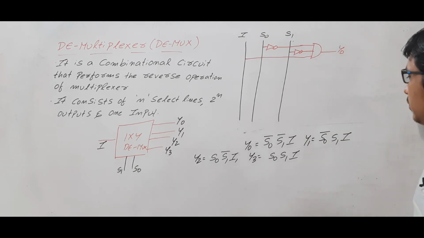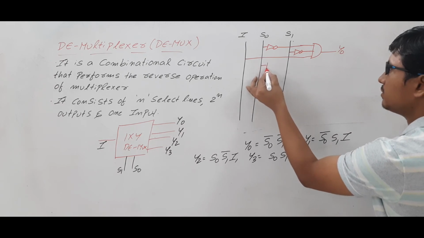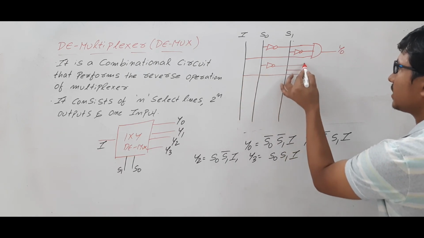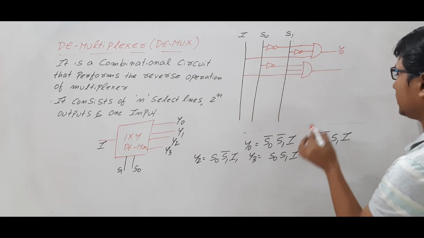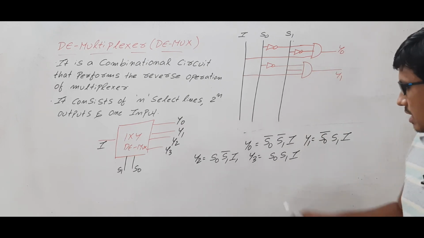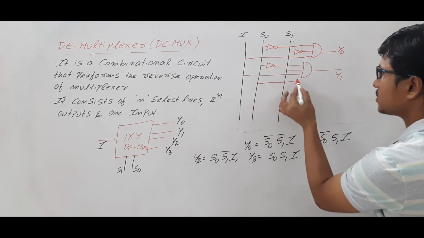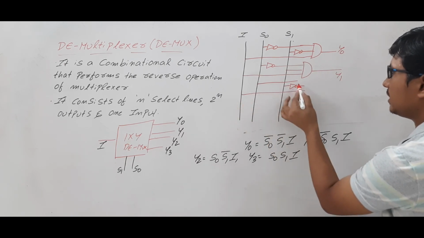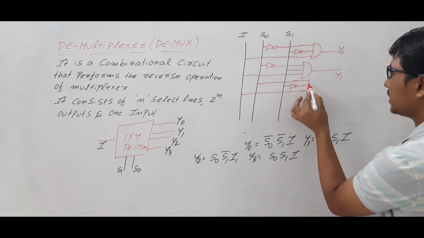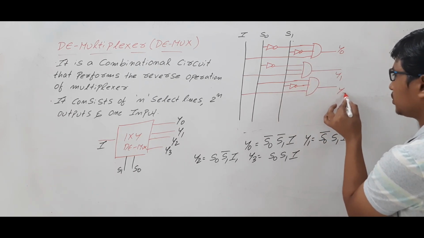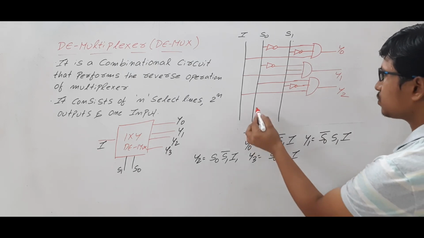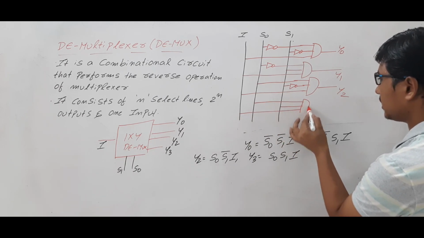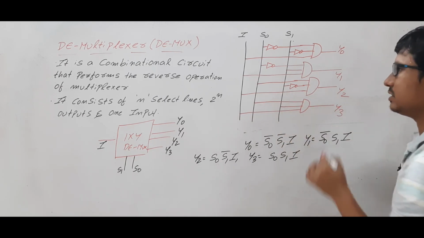Similarly, y1. y1 is what? S0 complement. So I will take a NOT gate from the S, and S1 is direct and I is direct. All these 3 I will connect to an AND gate. It will produce the output as y1. And similarly, y2. y2 is S0 directly, S1 complement. I will apply the NOT gate here, and I. All these 3 are connected to an AND gate. It will produce the output as y2. y3 is what? Directly S0, S1 and I. All are connected with the AND gate. It is producing y3.